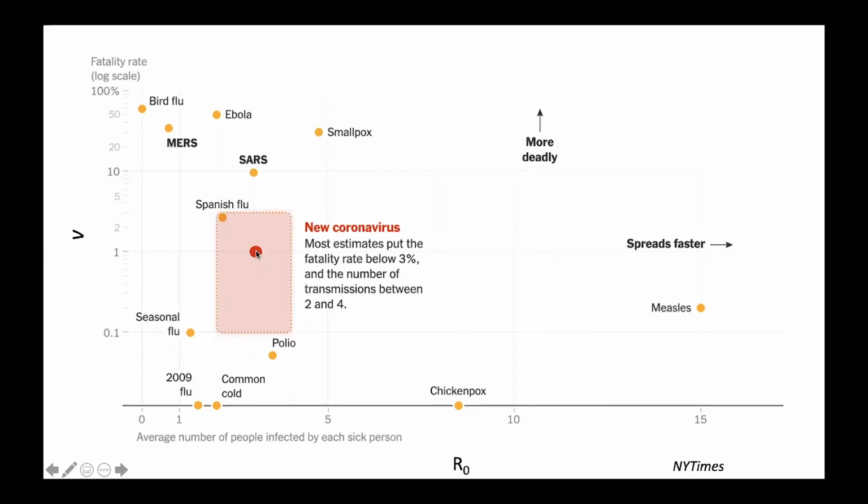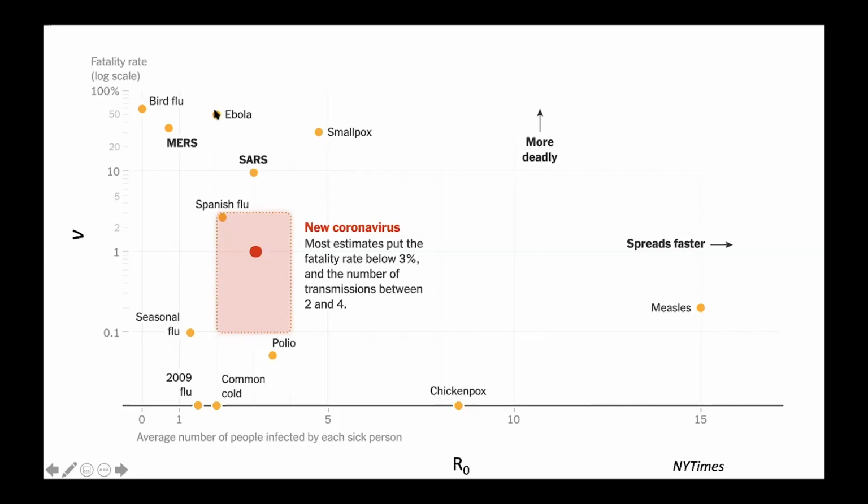Other things to look at. I found this extremely shocking. Measles has a relatively high death rate, not as high as SARS-CoV-2, but its infectivity, its ability to spread, its R0, is 15. It's extraordinarily high. And so thank God that we have vaccines for measles, because that's a nightmare.